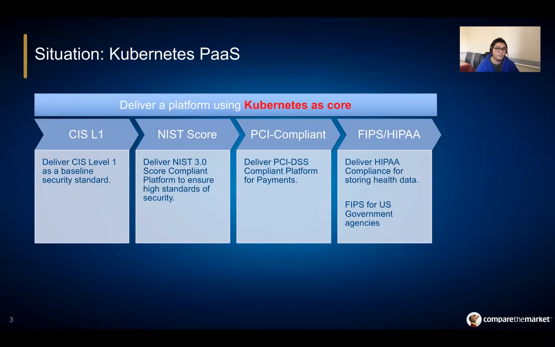Let's say, for example, you're tasked to deliver a highly secure Kubernetes environment, a platform as a service, and your job is to ensure you comply with one or more or all of these standards, such as CIS level 1, having an ISCORP 3.0, being PCI compliant and able to process credit card transactions, being a government agency and therefore needing to comply with FIPS, or processing personal health data and needing to comply with HIPAA.